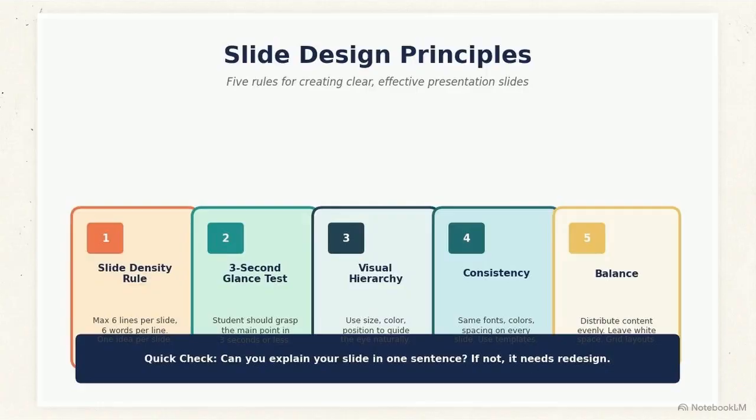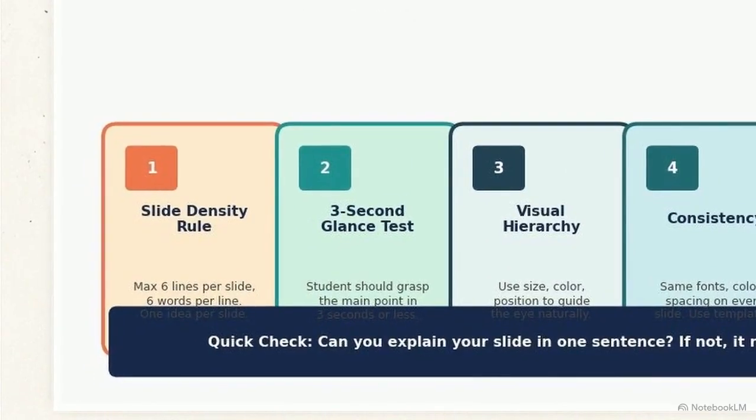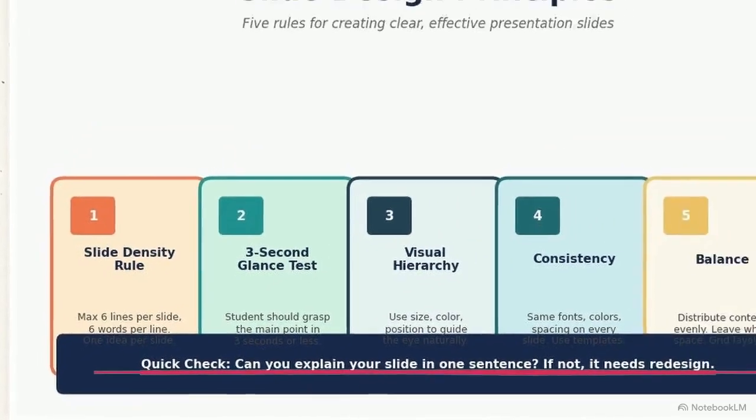The final stage of the pipeline is visual quality control. We run the generated outlines through the 5 principles of slide design. Because AI models are built to be helpful and thorough, they naturally optimize for completeness. If left unchecked, they will cram too much information onto a single slide, which directly violates the slide density rule. You should be able to explain the core idea of any slide in a single sentence.